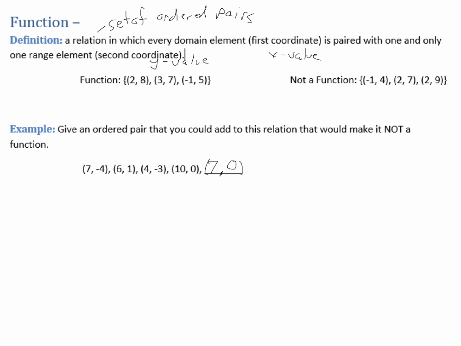Some other options, obviously not all of the options, is we could have done 7 with 3, or we could have done 6, and 6 with 1. We could put 6 with 0, or 4 with anything besides -3, maybe 21. So those are some other options there.